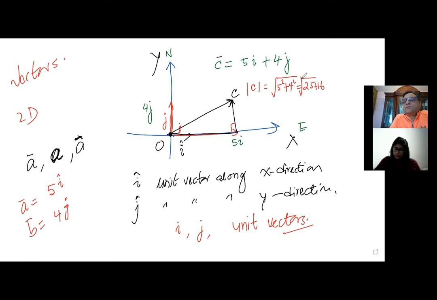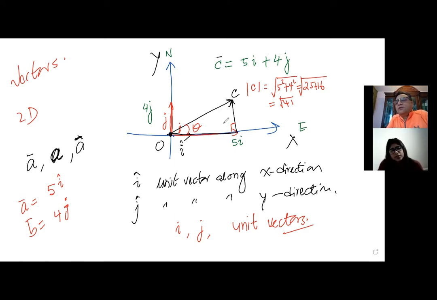How much do you get? 25 plus 16 is 41. Square root 41. Now the question comes, what is the direction of this vector? Because when we talk about vectors, we always say vectors have magnitude and direction. So what is the direction of this particular vector?